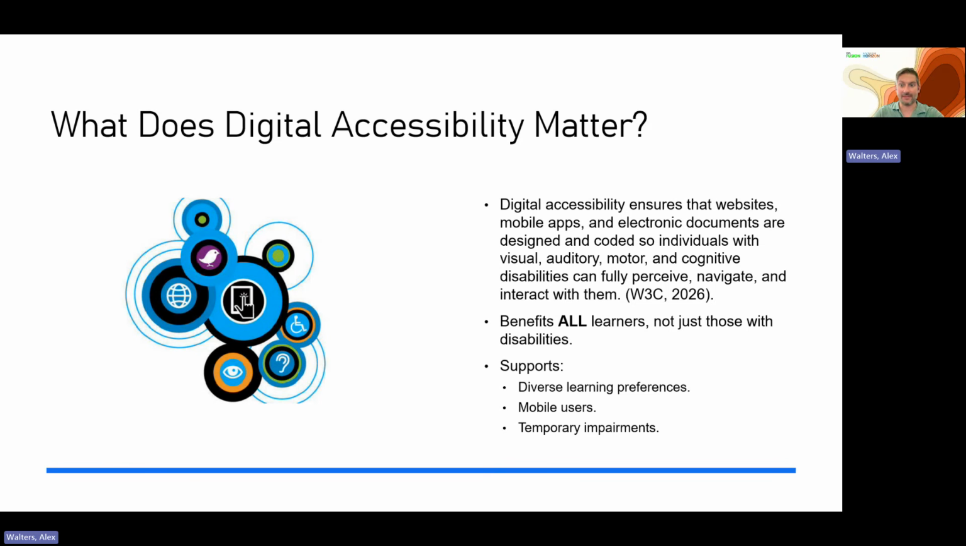So why does digital accessibility matter? Digital accessibility means designing digital content so all individuals, including those with visual, auditory, motor, or cognitive disabilities, can fully engage with it. But what's really important is this: accessibility benefits everyone. It helps learners with different preferences, people accessing content on mobile devices, or anyone experiencing temporary challenges or barriers. And we wanted to emphasize in our work that accessibility is about designing for variability from the start and ultimately the impact this has on all learners.